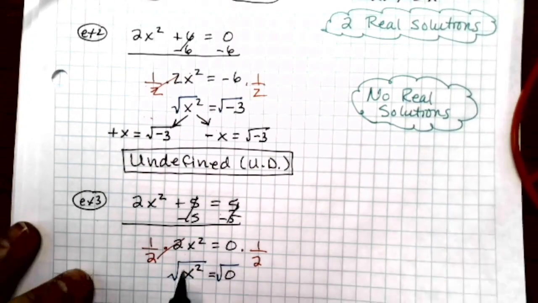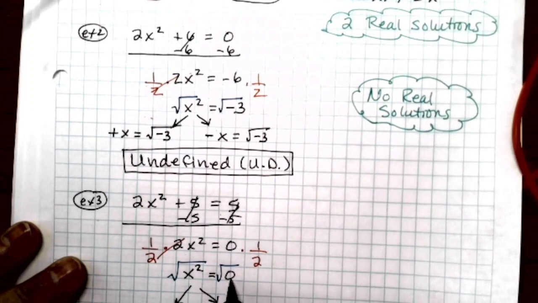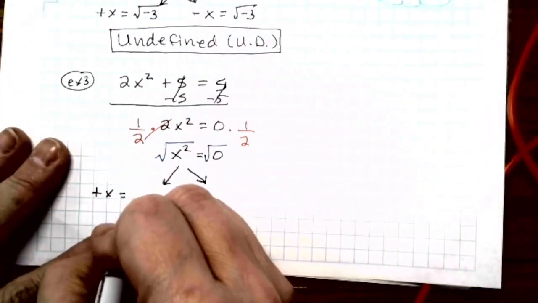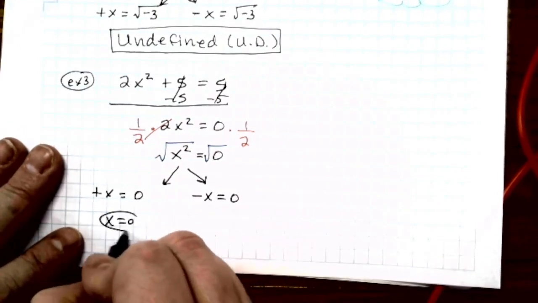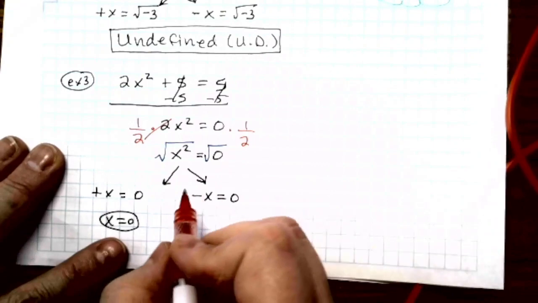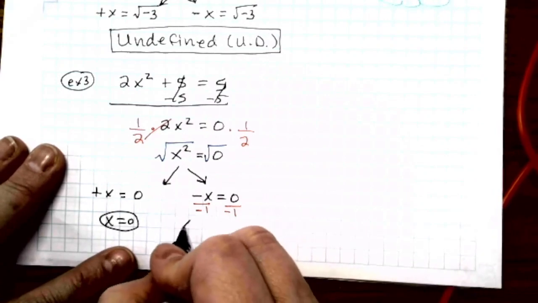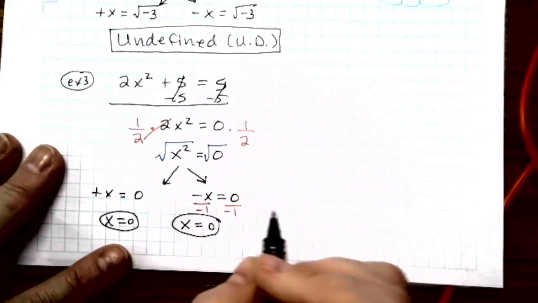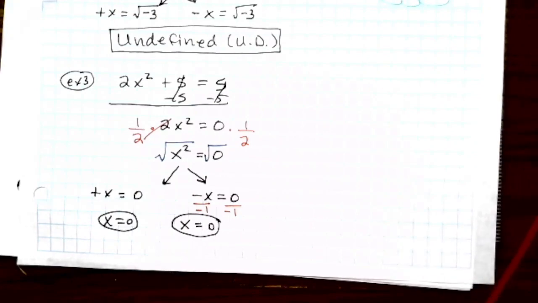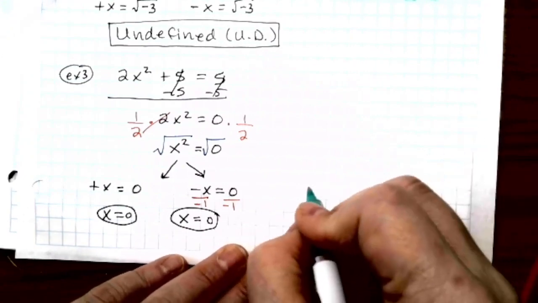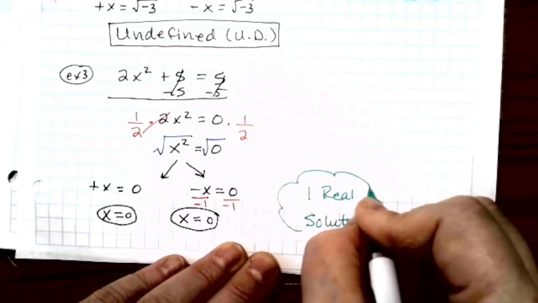This immediately causes a split for the x into positive x equals, and square root of 0 is just 0. So positive x equals 0, negative x equals 0. So one of my answers is x equals 0. On the other side, to get the negative off the x, we multiply or divide by a negative 1. And 0 divided by anything is just 0. So we only have one solution. You only list it once. So the solution is 0. 0 is real. So if we had to describe it, we have one real solution.